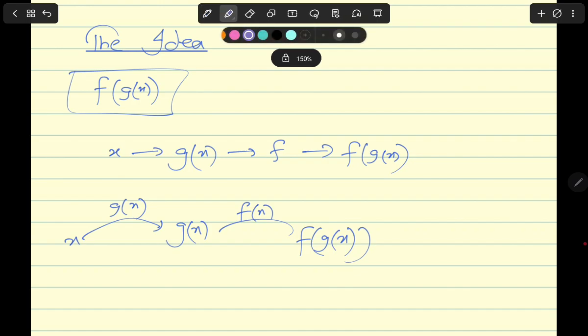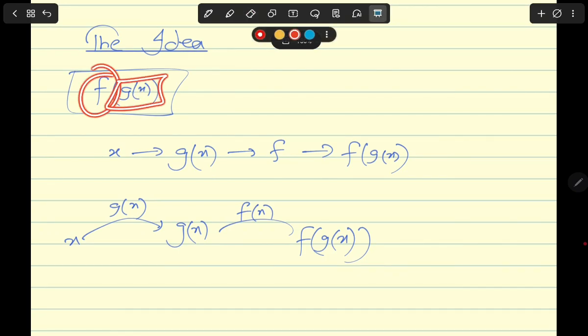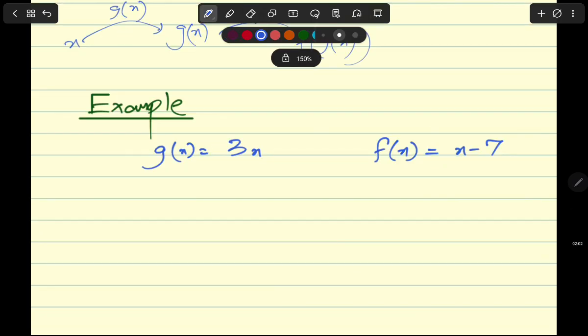Let me reiterate it. First, g is going to act on x, and then f is going to act on this entire g of x in order to produce your final output. Let's say, as an example, you have these two functions: g of x is equal to 3x and f of x is equal to x minus 7.